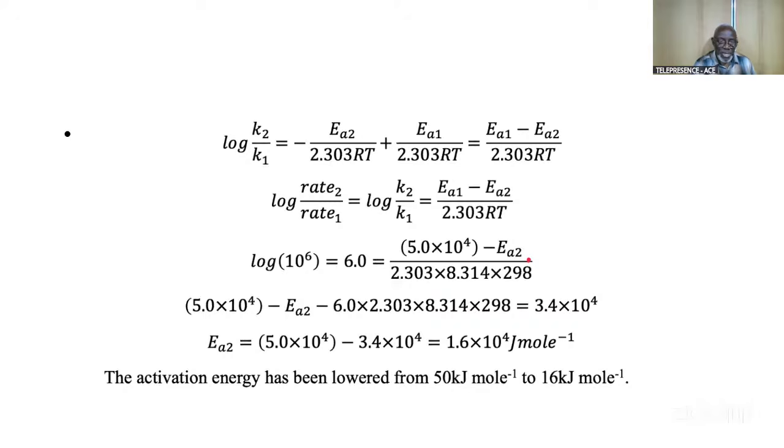And from that, we can get our Ea, which is the activation energy. And so when we do this, the activation energy will be this. So the activation energy has been lowered. Can you see? It has moved from 50 kilojoules to 16 kilojoules. So you can see that the activation energy is very low. And so the reaction becomes very fast.